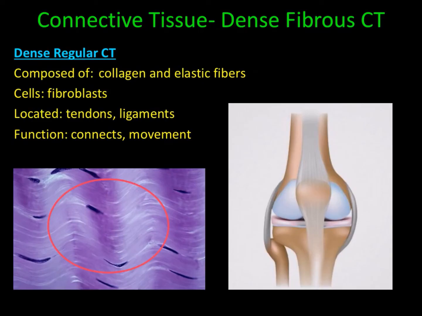In dense regular connective tissue, the fibers are parallel to one another, and the fibers that you could find within dense regular connective tissue are collagen and elastic fibers. The reason why we call dense fibrous connective tissue dense is because all of the fibers are tightly packed together. Examples of dense regular connective tissue are tendons and ligaments.